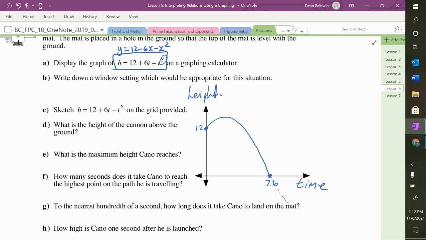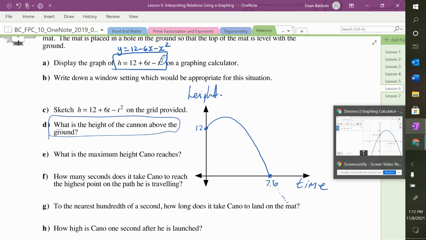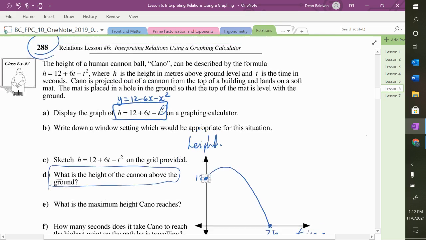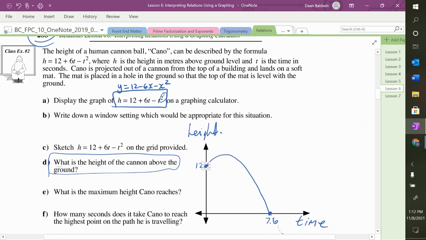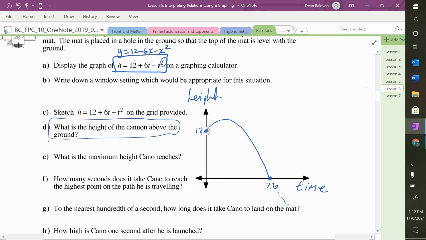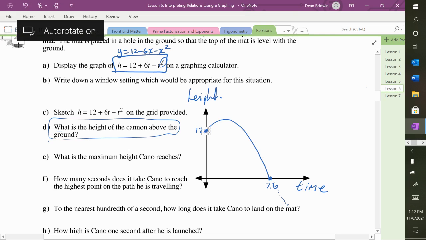What is the height of the cannon above the ground? I.e., what's the initial height that they take off at? Look at the graph. What's the initial height that they take off at? 12. That's right. It's where you start. What are the units here? Is it meters? Yeah. 12 meters. All right. So the initial height is 12 meters.